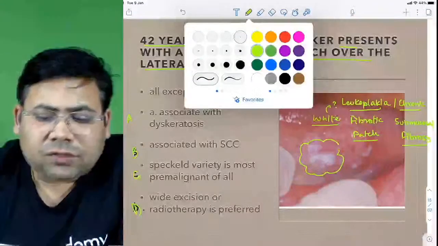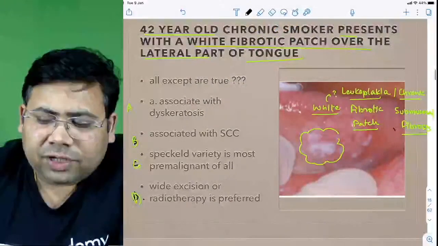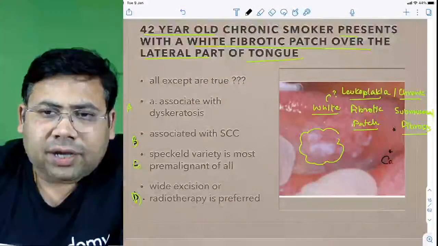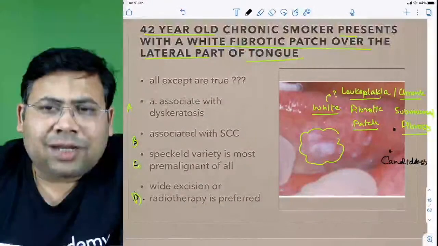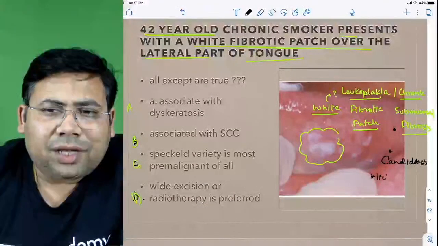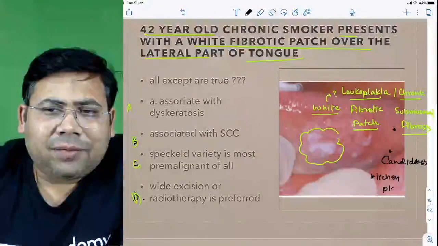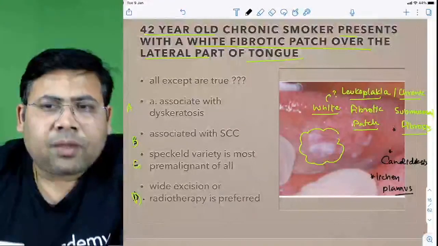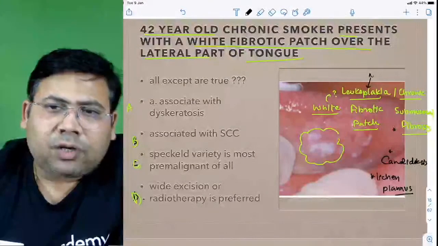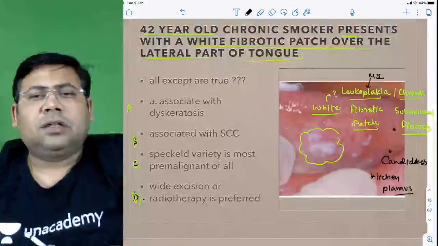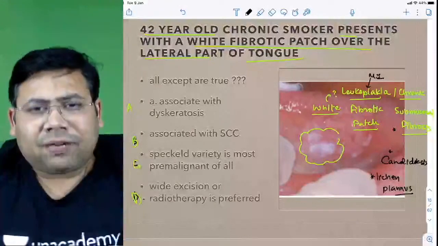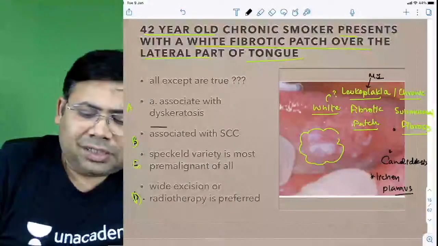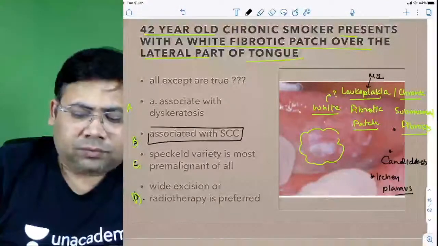Yes, it could be a case of candidiasis also, the other differential diagnosis. It could be candidiasis or lichen planus also. Quite unlikely, but it could be. Leukoplakia is the most important diagnosis. Now forget about everything. Let us take them as a differential diagnosis. Is this a possibility? Of course.